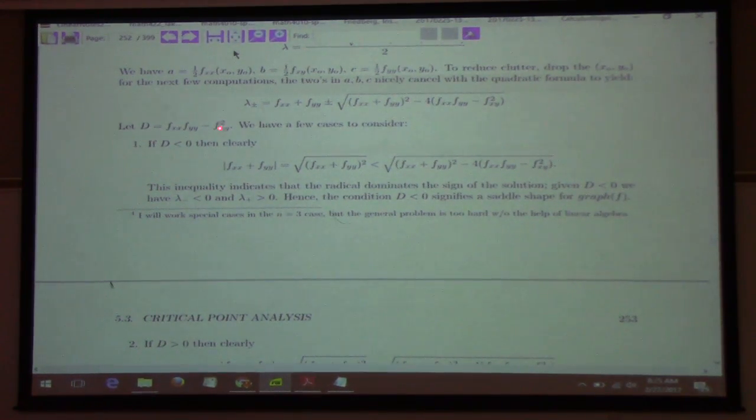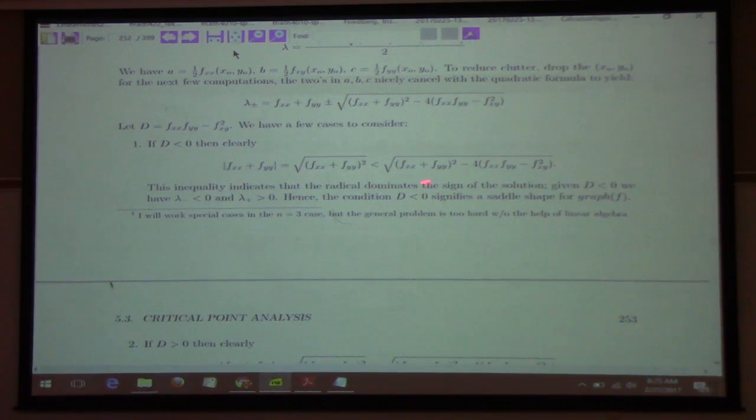This animal right here, which happens to be the determinant of the Hessian if you look at it as a matrix, but that's a separate thing. Linear algebra aside, this quantity basically fixes what's going to happen. This term right here appearing in the characteristic equation is D.